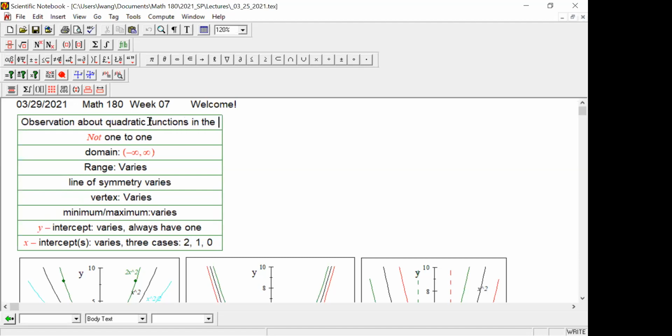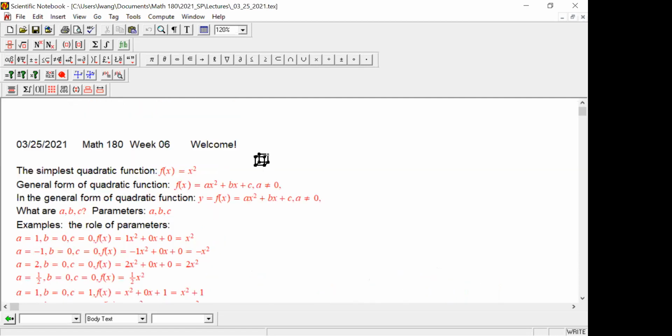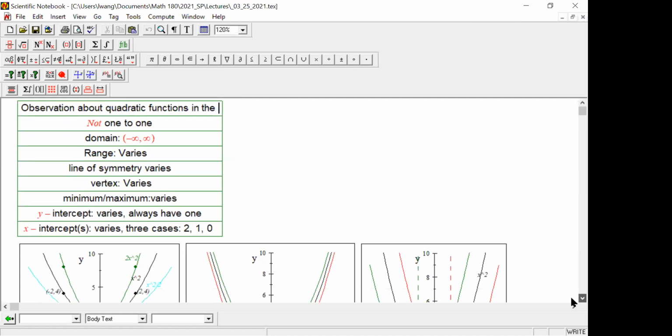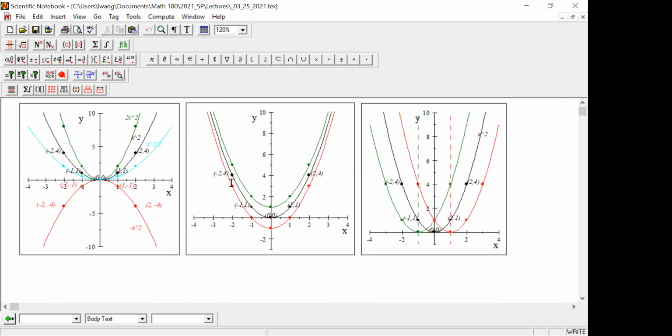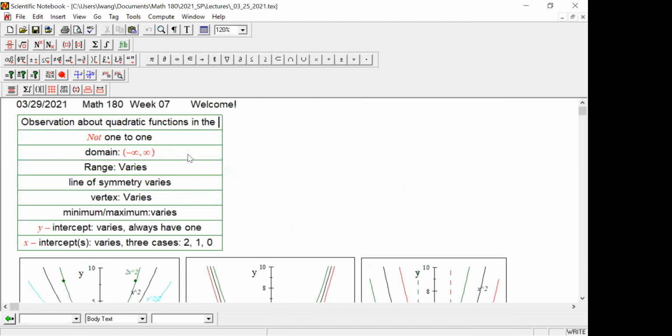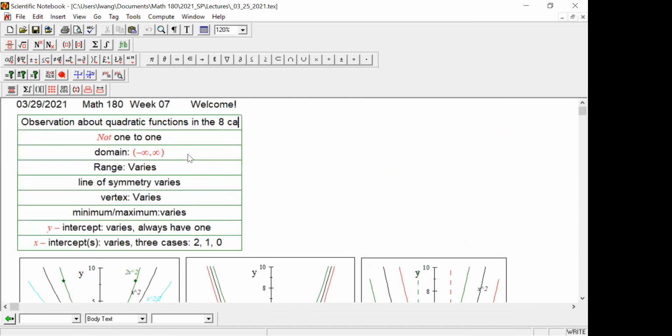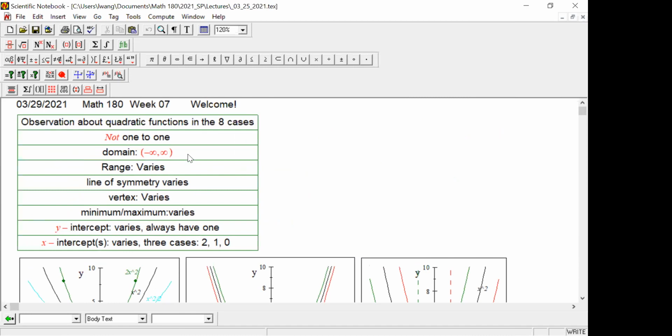How many cases have we considered? Let's count. This has 4 cases, right? 5, 6, 7, 8. In 8 cases. Okay, the x squared was done repetitively. 8 cases.